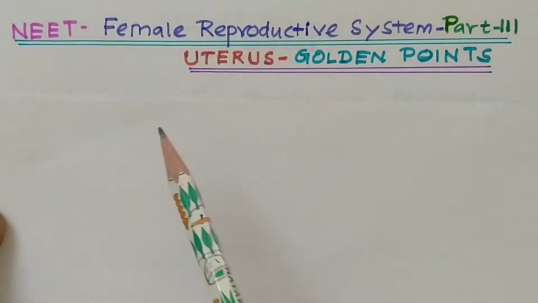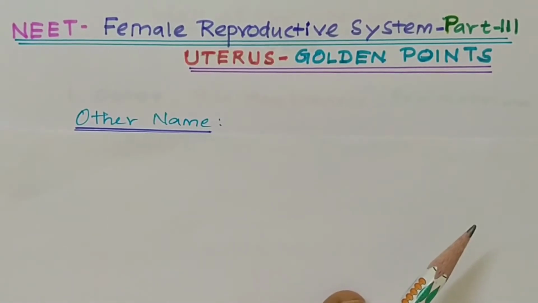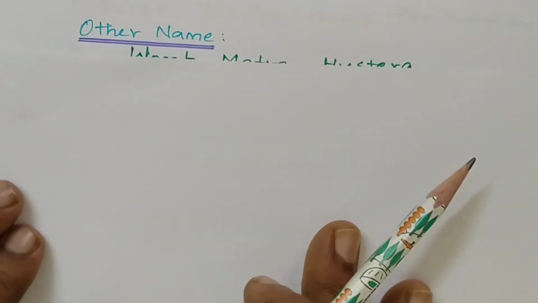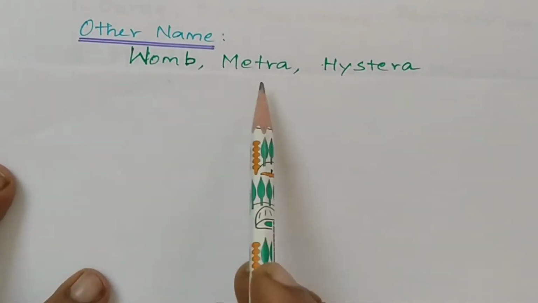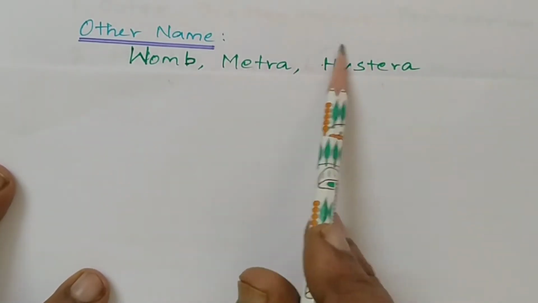So the uterus has a lot of names, as I said. I will show the notes so that it is easy for you to take notes for the best preparation. It has many names. Womb is the common name. Metra and hystera are technical terms. From the NEET point of view, they may frequently ask about these terms.